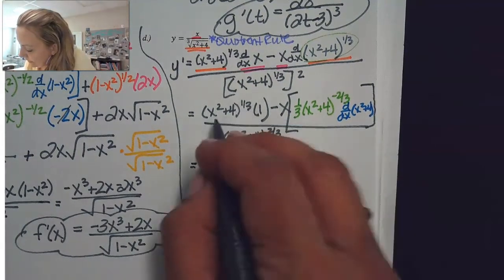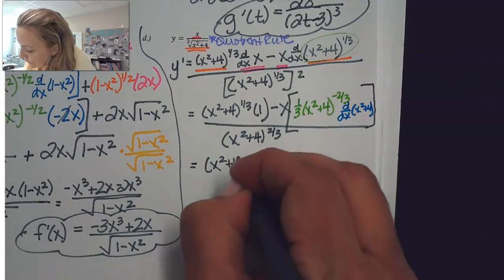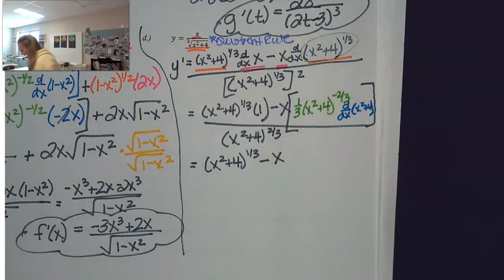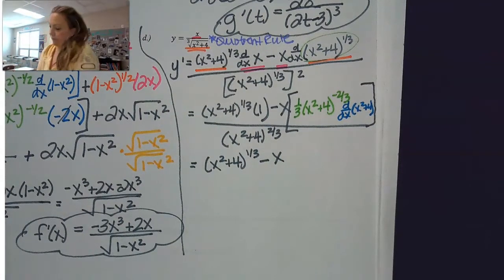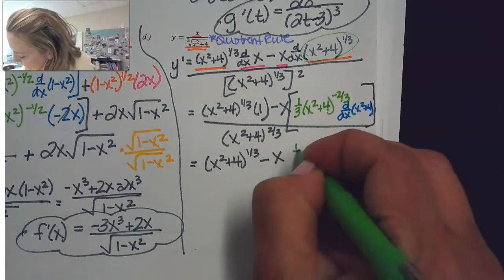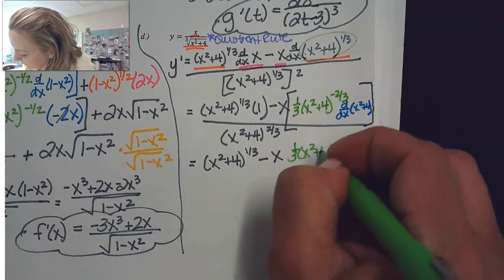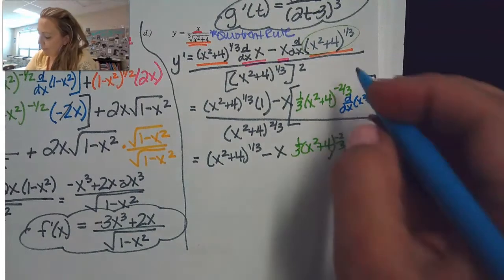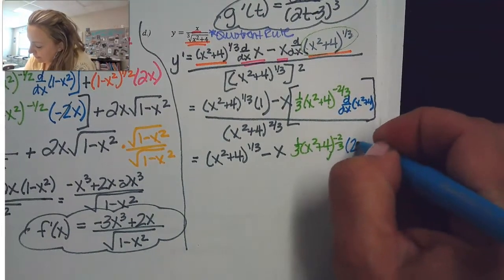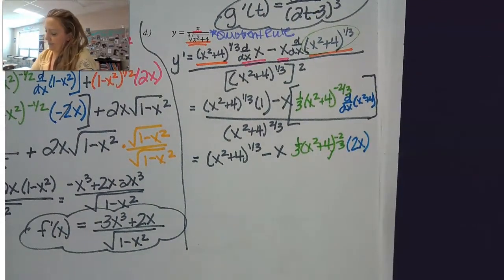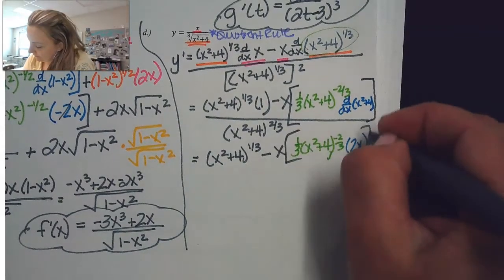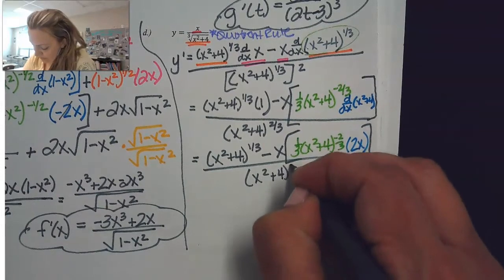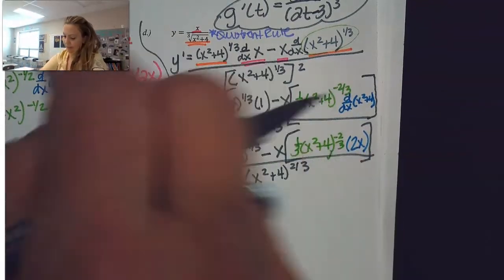So then that would be just x squared plus 4 to the 1/3. And then I still have minus x. And now I'm going to have the 1/3 x squared plus 4 to the negative 2/3. But now I want the derivative of x squared plus 4. That's just going to be 2x. And then again, still all over x squared plus 4 to the 2/3.